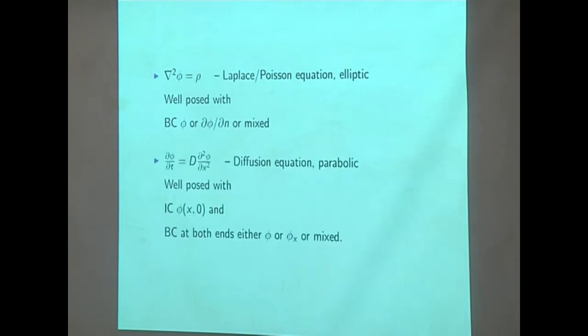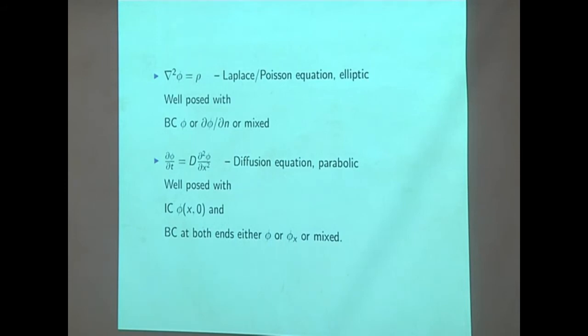So we do have a diffusion equation in the Navier-Stokes equation, and this is well posed if we know the initial value of the function that's being diffused. And because it's second order in space, two space derivatives, we have to know information at both ends: either be told at each end the value or the normal derivative or some mixture of those two. There are some restrictions on that too.